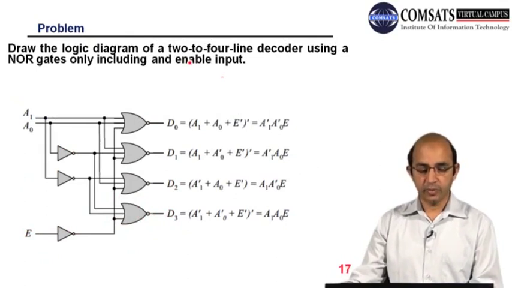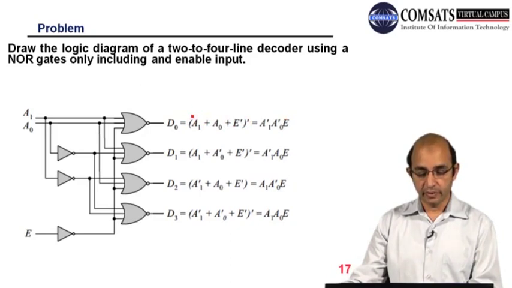So let's move to another problem. We have to draw the logic diagram of a 2 to 4 line decoder using NOR gates only, and we have to introduce an enable input in order to have more control. So here you can see we have 2 inputs, because we have to design a 2 to 4 line decoder. So here 2 inputs, A0, A1, and this is the enable. So you can see we have D0, that is equal to (A1 plus A0 plus E bar) whole complement.